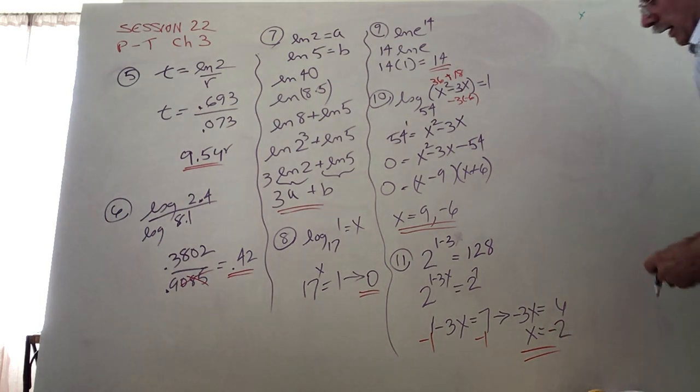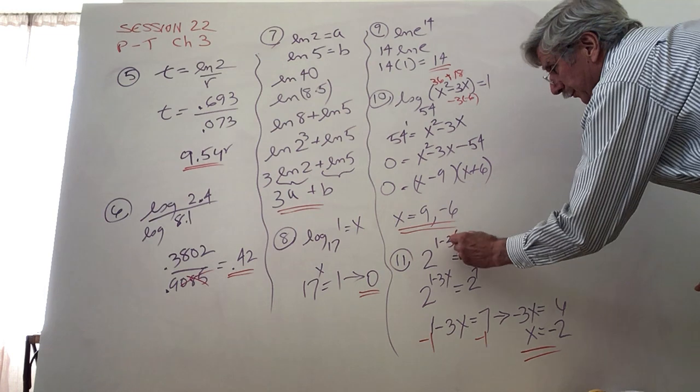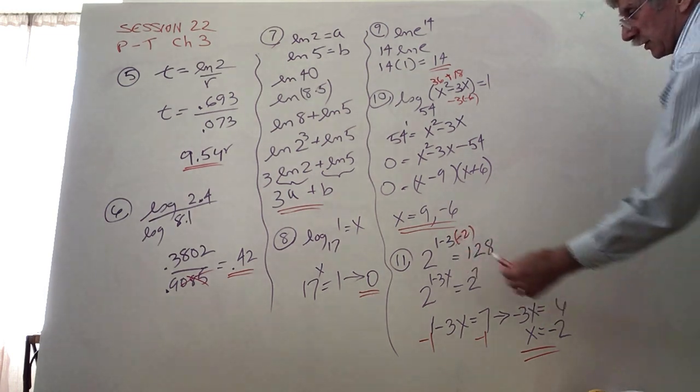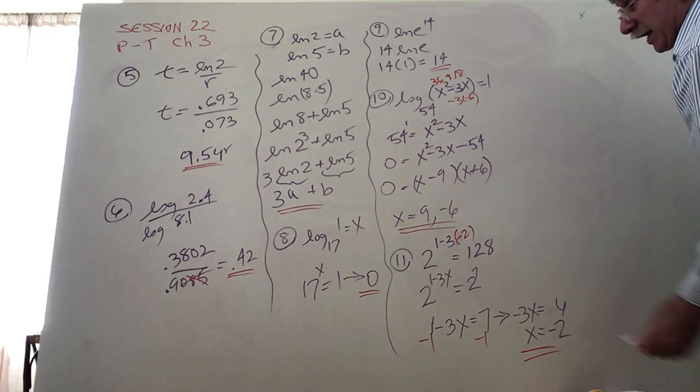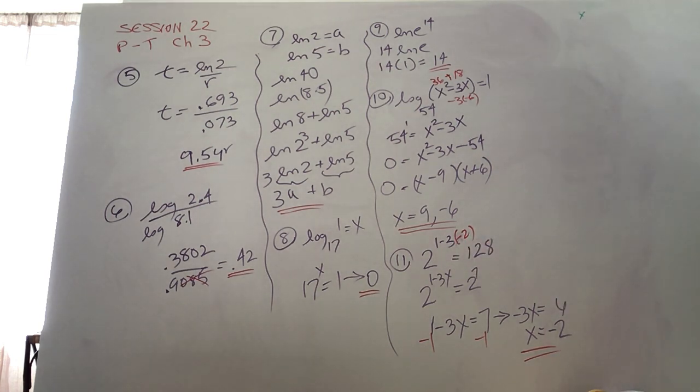Okay, negative 2. Let's put a negative 2 back here and check to see if 1 minus 3 times a negative 2, 1 plus 6, is 2 to the 7th, in fact, 128. We just found that a moment ago, didn't we? Looks good. And negative 2 should be a nice answer for us for number 11.